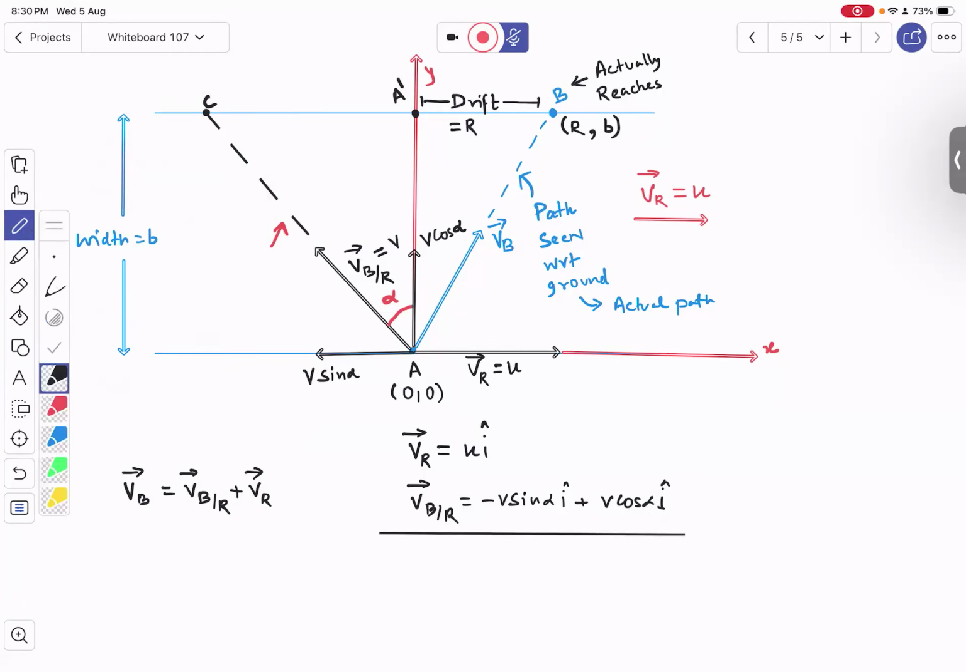If I add these two vectors, what we get is V_B vector, no? The velocity of the boat with respect to the ground plane. And that is going to be (U minus V sine alpha) i cap plus V cos alpha j cap. So the moment you know this vector, nothing much is left in this problem after finding it out.